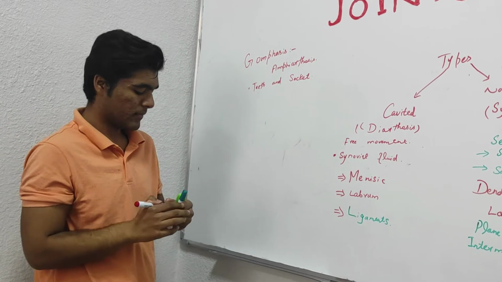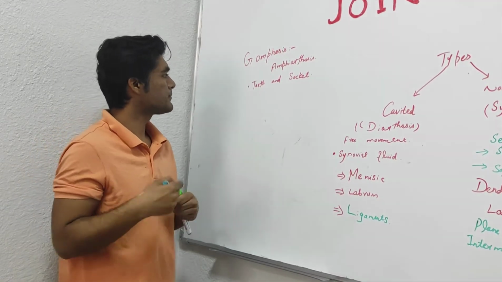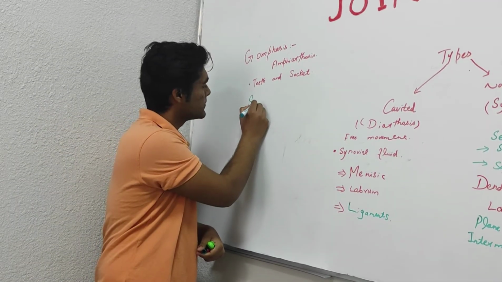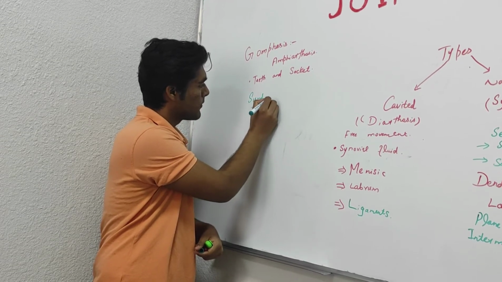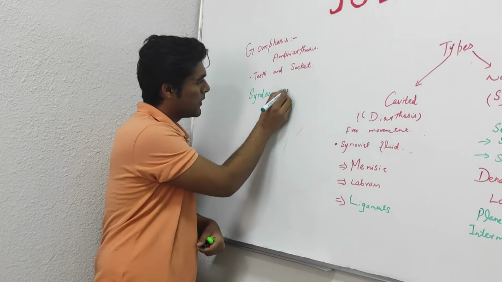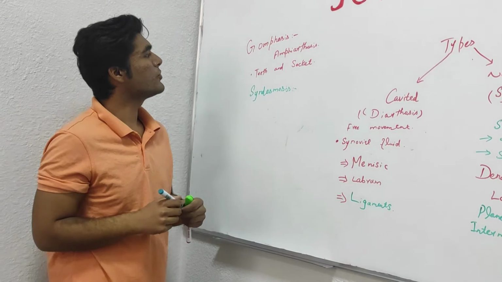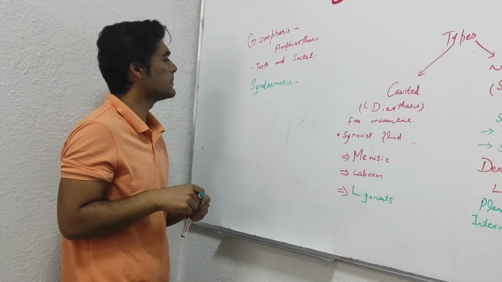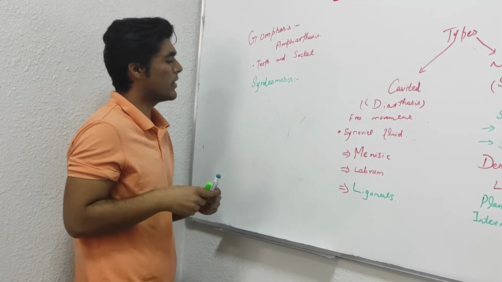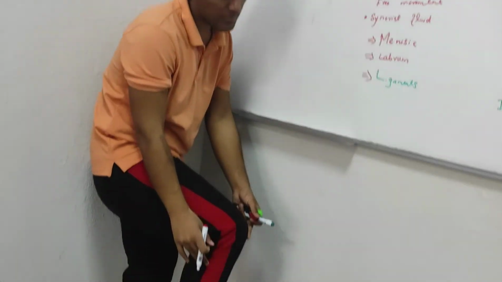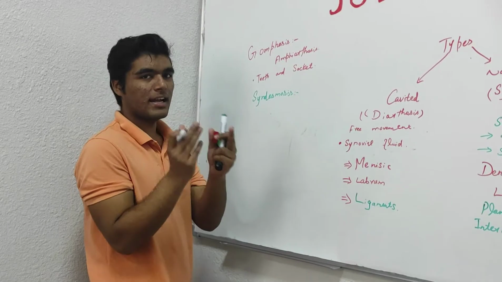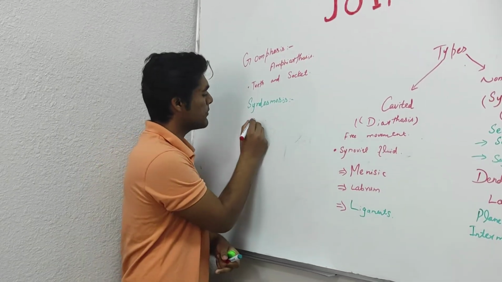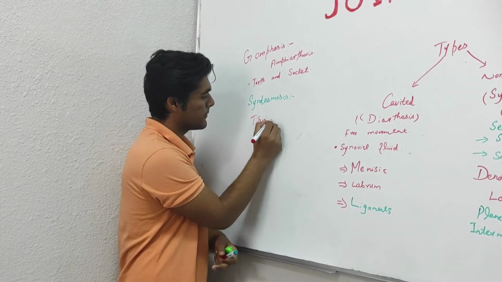And the second point is syndesmosis. Syndesmosis basically shows negligible movement, just like a non-cavitated type of joint. The syndesmosis joint is between our leg bones, tibia and fibula, with slight or no movement. Tibia and fibula is the example.